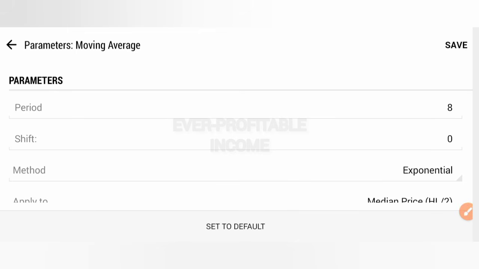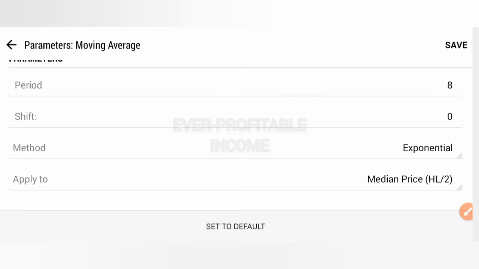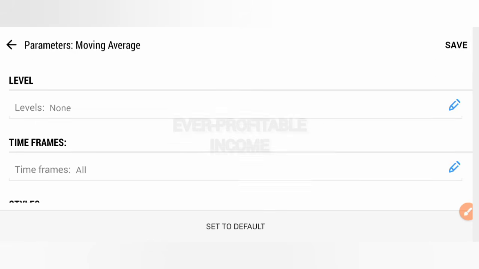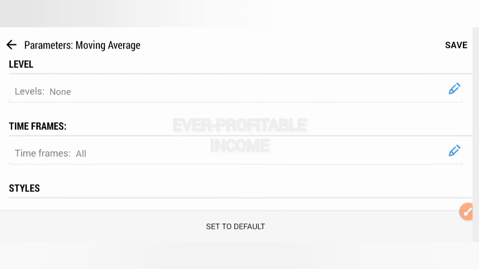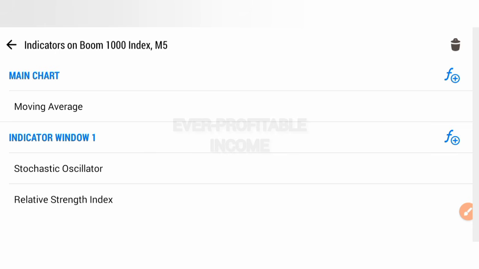Okay, so this is the setting of your indicator on the main chart. The parameters are period 8, shift 0, method exponential, apply to median price. Always take note of that. And then you go over to the levels. There are no levels. And then the style, you can choose any color of your choice. And then you click on save. So now let's check out the setting of the stochastic oscillator.